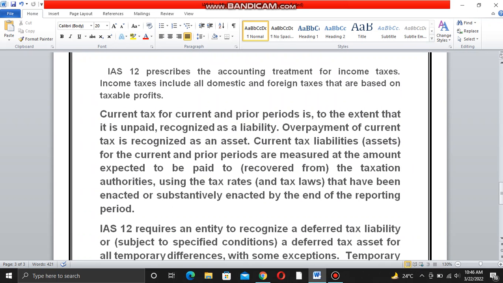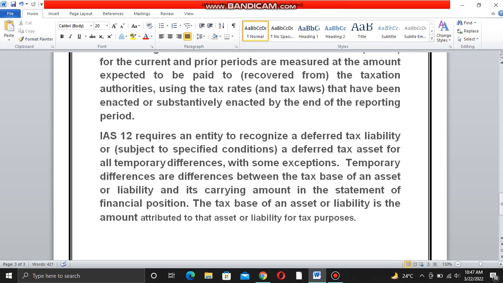Overpayment of current tax is recognized as an asset. Current tax liabilities and assets for the current and prior periods are measured at the amount expected to be paid to or recovered from the taxation authorities. If the tax is overpaid, it is refunded. This is explained by the tax law of Pakistan, the Income Tax Ordinance 2001. If you pay more tax than you are obligated for, then it is refunded, and by law you can get interest, which is not deductible.